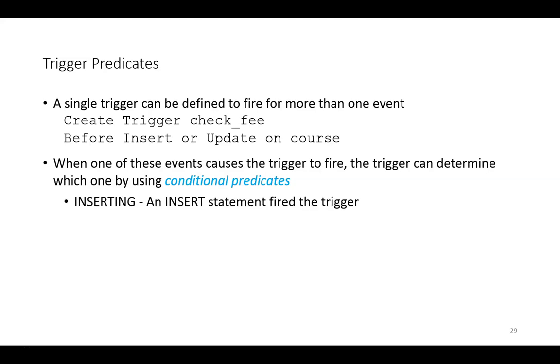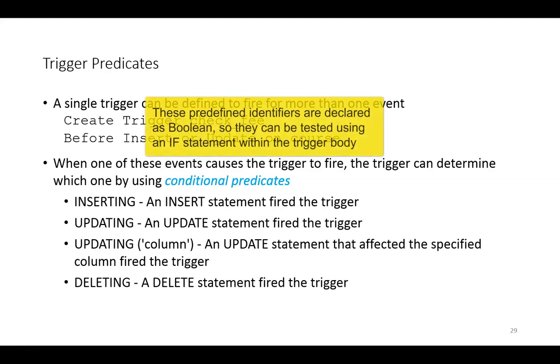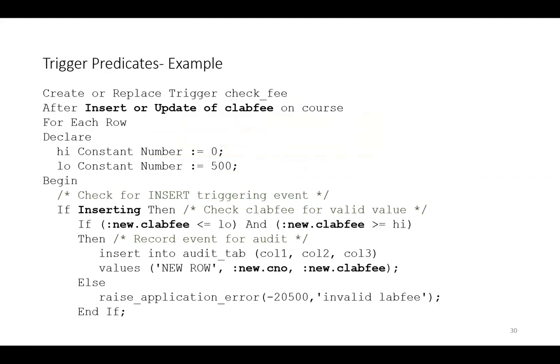Inserting, if an insert statement was the cause of the trigger firing. Updating. Deleting. A conditional predicate, such as inserting or updating, can appear wherever a Boolean expression can appear. So these predicates can be tested with an IF statement to determine the logic path to follow within the code of the trigger body. Here's the example in a little bit more detail of that trigger called check_fee.